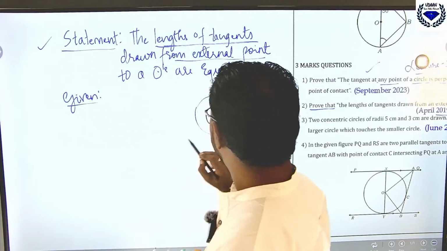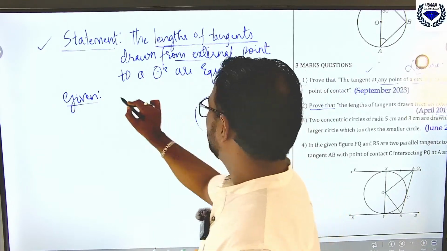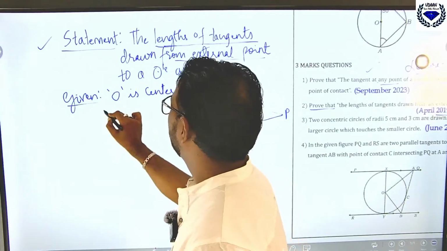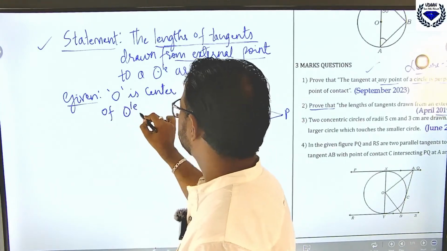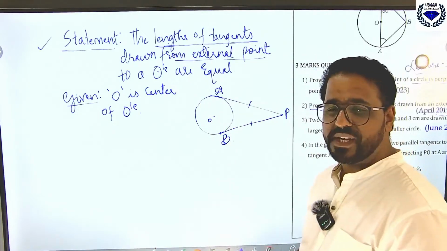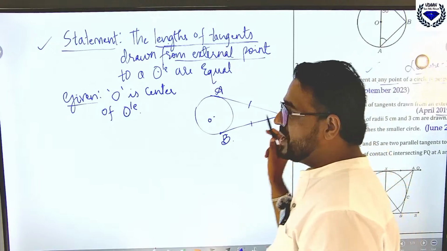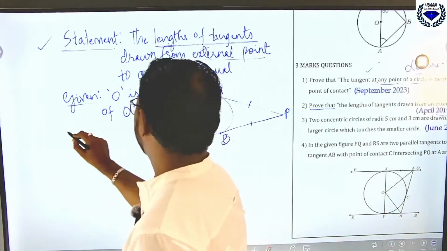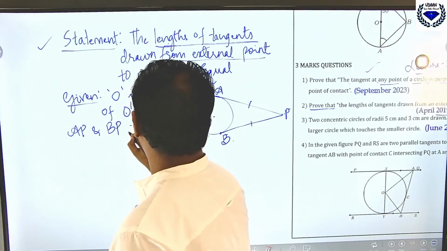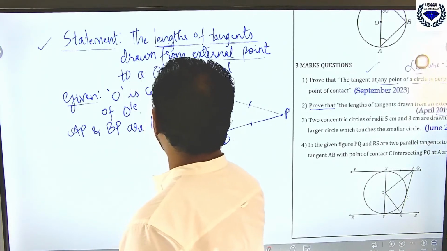Then in order to solve this, you should write what is given. So first you write O is the center of the circle. Always start with O. Then they said lengths of tangents. Can you tell which are the lengths of tangent here? AP and BP are lengths of tangent. So I can write here AP and BP are lengths of tangents.